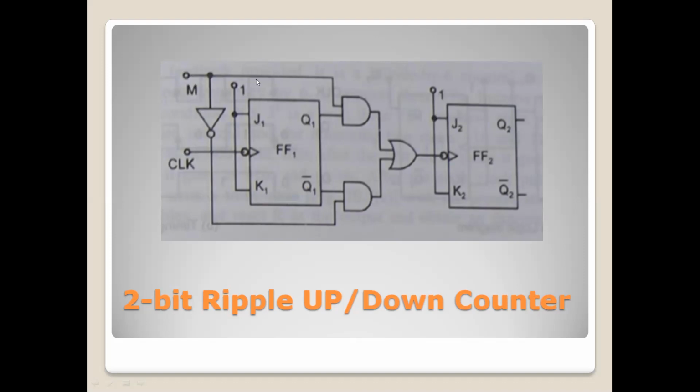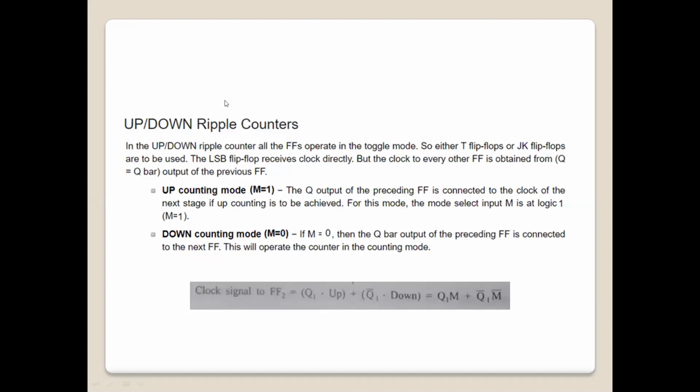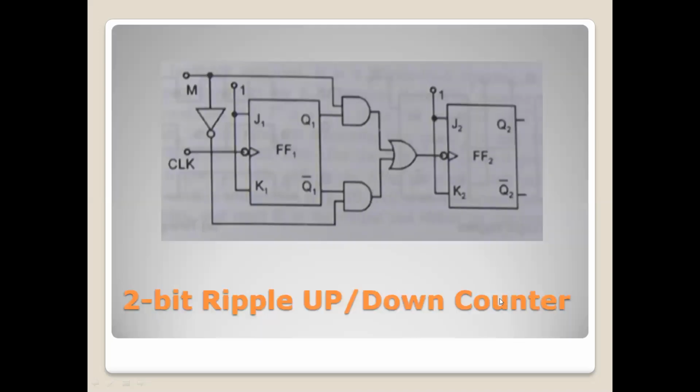M is given to the first AND gate, and the complement, M bar, is given to the second AND gate. This is the construction. So when M equal to 1, it is up counting. And when M equal to 0, it is down counting. This is the Q1 M plus Q1 bar M bar. That is the expression for this up-down counter.